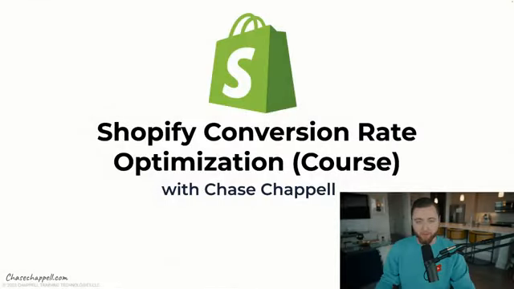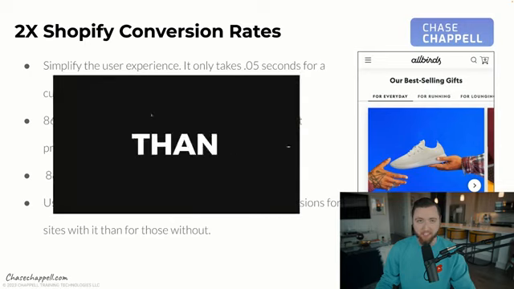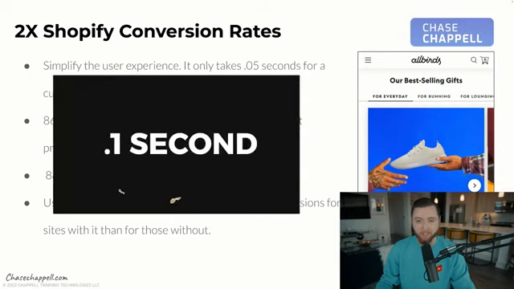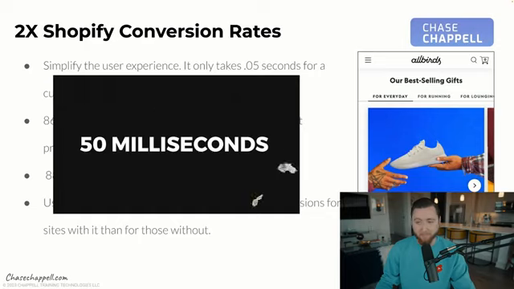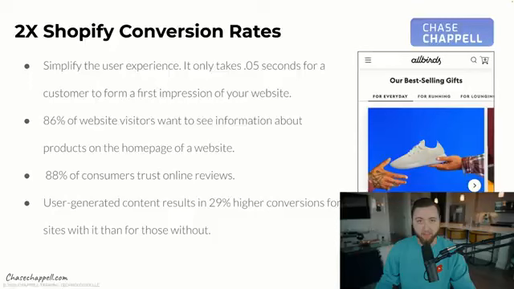So let's get started. Now we're going to be covering the Shopify conversion rate optimization course. The first thing we want to focus on is simplifying the user experience. It only takes 0.05 seconds for a customer to form a first impression of your website. That is less than a second, and less than a 0.1 second. In fact, that's 50 milliseconds only for somebody to decide whether or not they like your website, trust it, and feel that they want to shop on it or not. So you have to be able to capture their attention quite immediately in order for them to be willing to click on other links on your site to actually purchase.